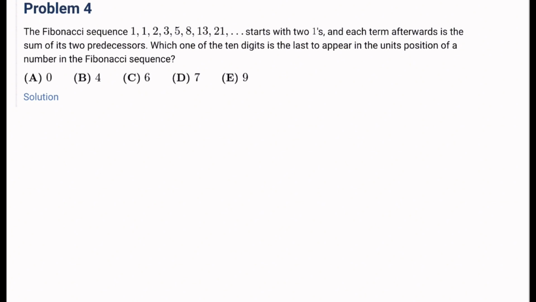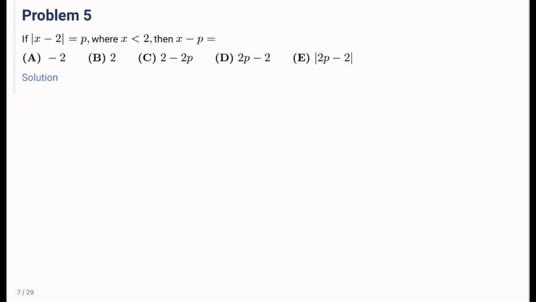So let's just start from 13 and 21, because none of these digits are in the answer choices. So let's just start from 3 and 1. That would give us 4 and 5, 9, 4, and then 3, and then 7, and then 0, and then 7, right? Do we have what we need? Yeah, we have 4, and then 9, and then 7, and then 0, right? So we have 4, 9, 7, 0, so the last is 6. The answer is C.